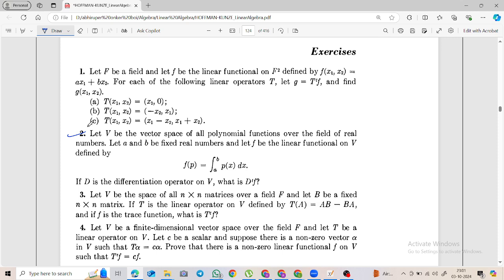How to do it? V is the vector space of all polynomial functions over the field of real numbers, from a to b, by using the definition of transpose. What is, so if p is this, okay.